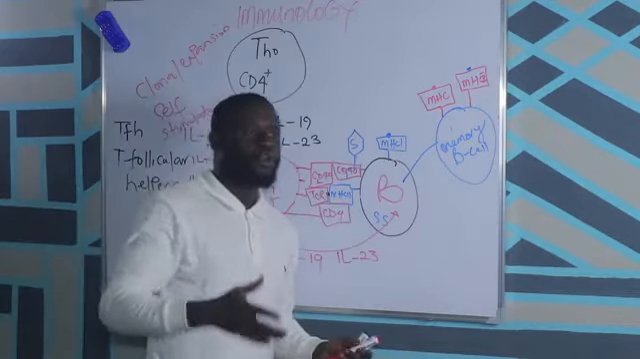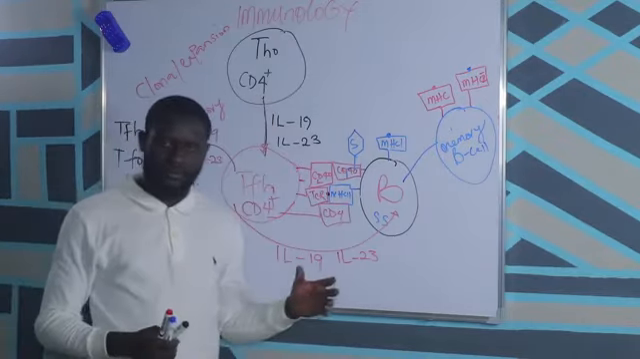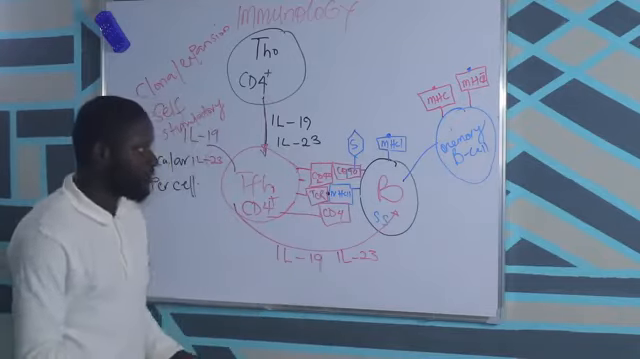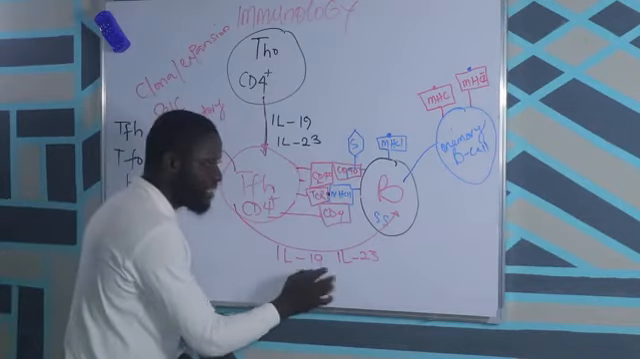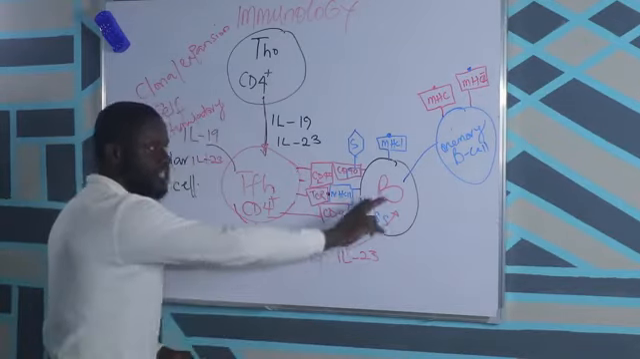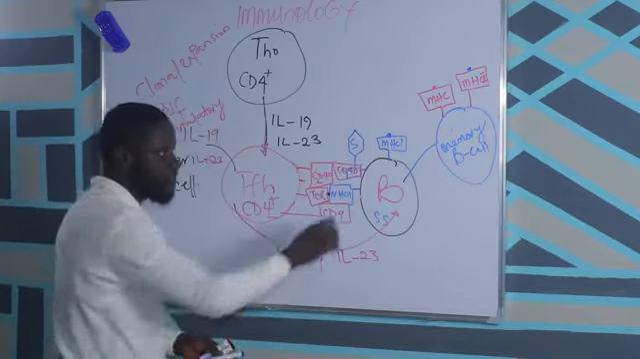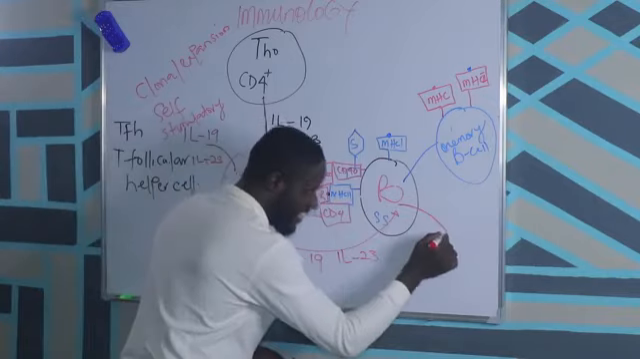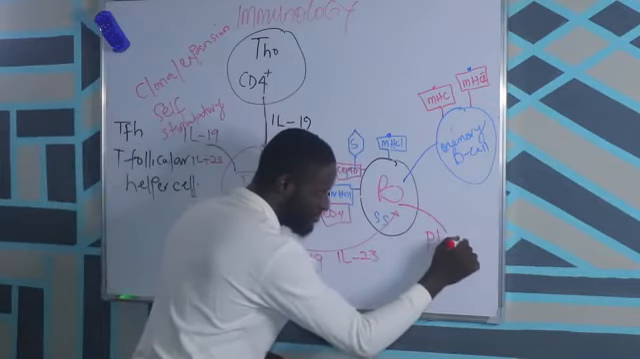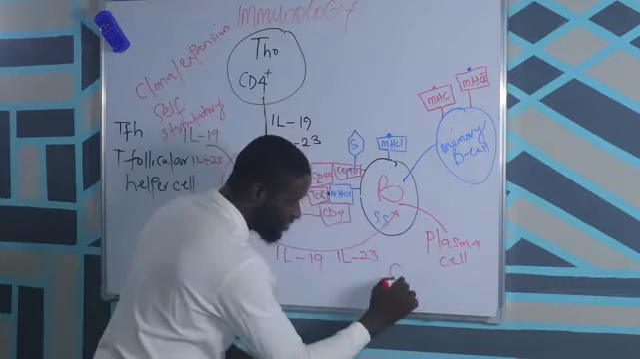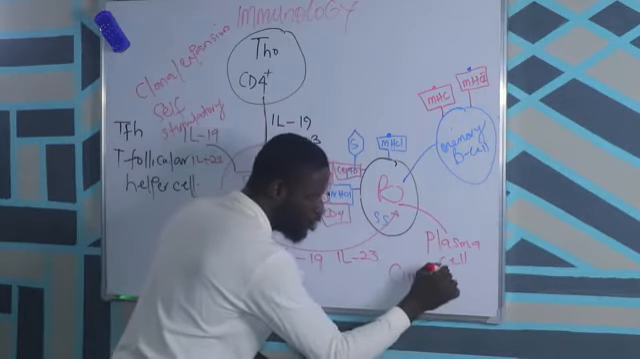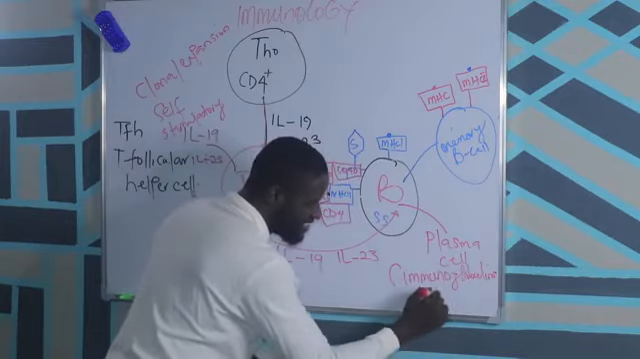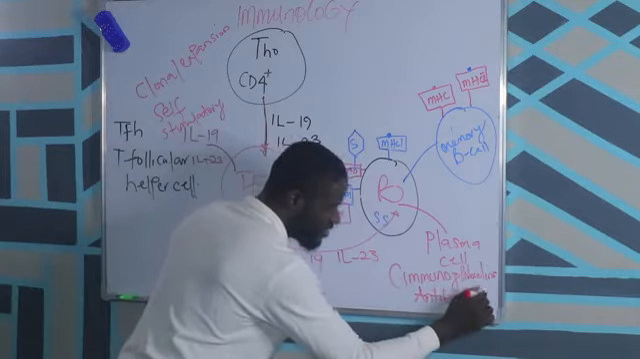So now, we want to explain antibody dependent cellular cytotoxicity. When IL-19 and IL-23 are released to the B cell, it goes into two parts. The first part is becoming a memory B cell. The second part, it becomes a plasma cell, which is what we all know as immunoglobulins, or antibodies. Beautiful.